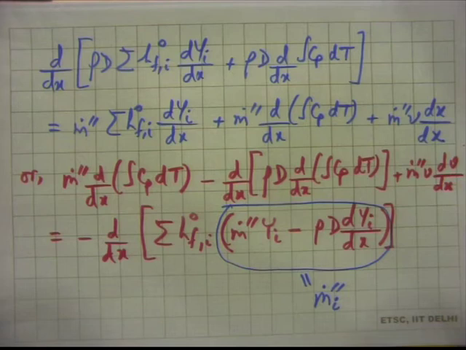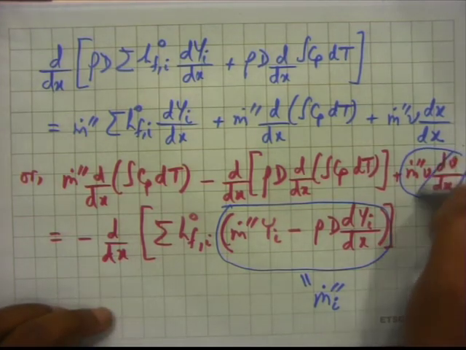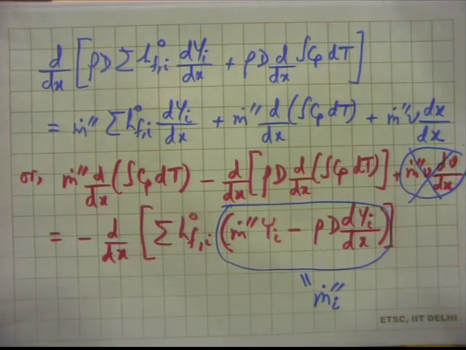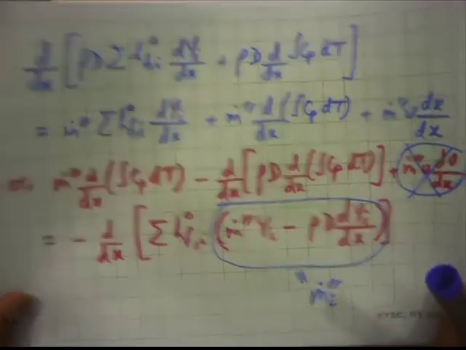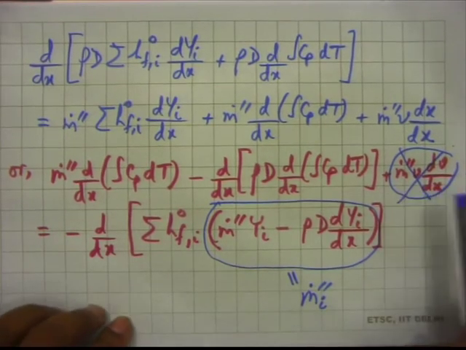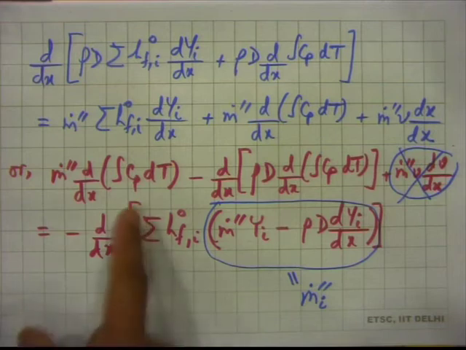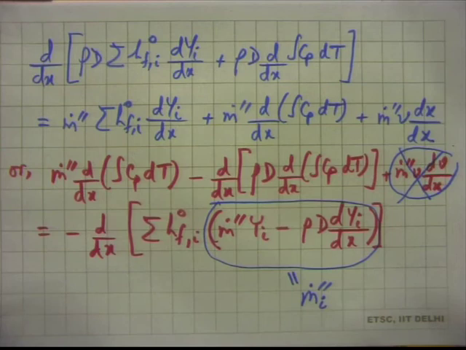We will do one more thing: we will say that the changes in kinetic energy are negligible. So, we will get rid of this. We could have done that previously also, but let us do it now. This term, m dot double prime v dv dx, is small compared to the other terms in this equation. The change in kinetic energy term is neglected.